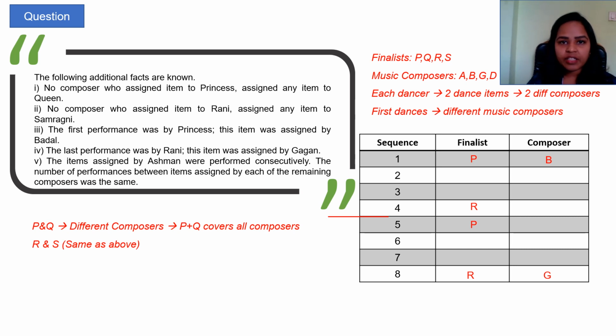Why? Because first 4 items are of 4 different composers and if you see the last line, the number of performances between items assigned by each of the remaining composers was the same. This means that each composer composed at least 2 items. So in that case, the last 4 also were by different composers. So it is only possible for 2 consecutive items to be composed by the same composer if they are 4 and 5. So we'll write A at 4 and 5.